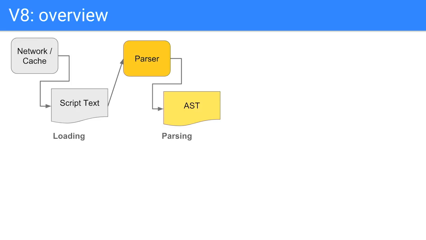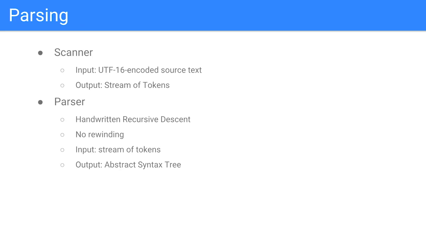So once we have the script text, the next part of the pipeline is the parsing. So we parse the script text to output an abstract syntax tree. The V8 scanner decodes source text in UTF-16 format. The scanner tokenizes the input and produces a stream of tokens that's fed into the parser. The parser itself is a recursive descent handwritten parser. The parser produces the abstract syntax tree.